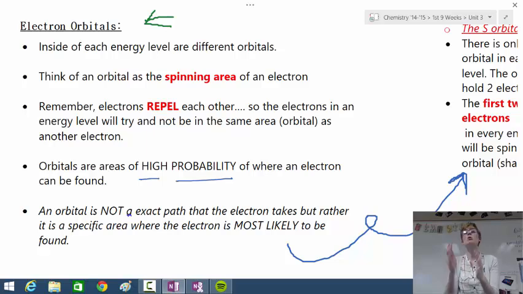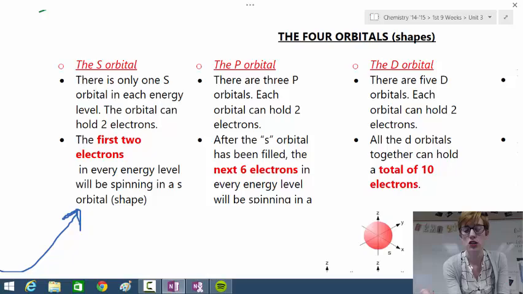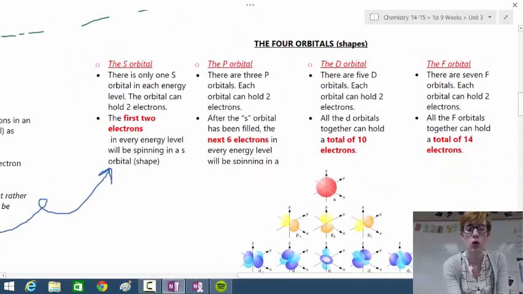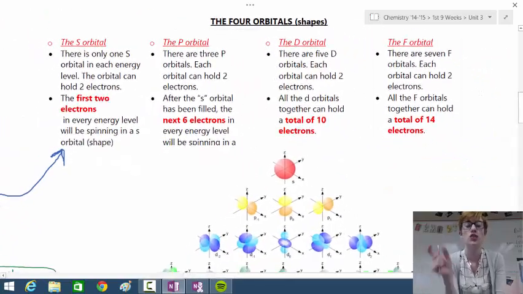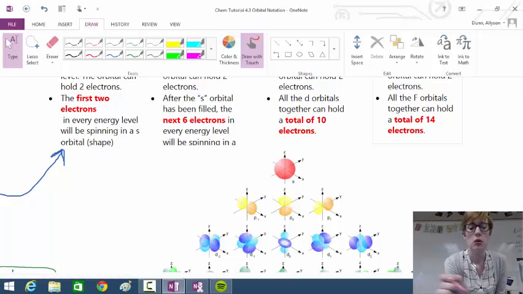It's just the most likely area that we would find an electron. So let's talk about orbitals. There's 4 different basic orbital shapes, okay? 4 shapes that electrons will move around in inside of an energy level. So I'm going to walk you through the 4 different types of shapes.